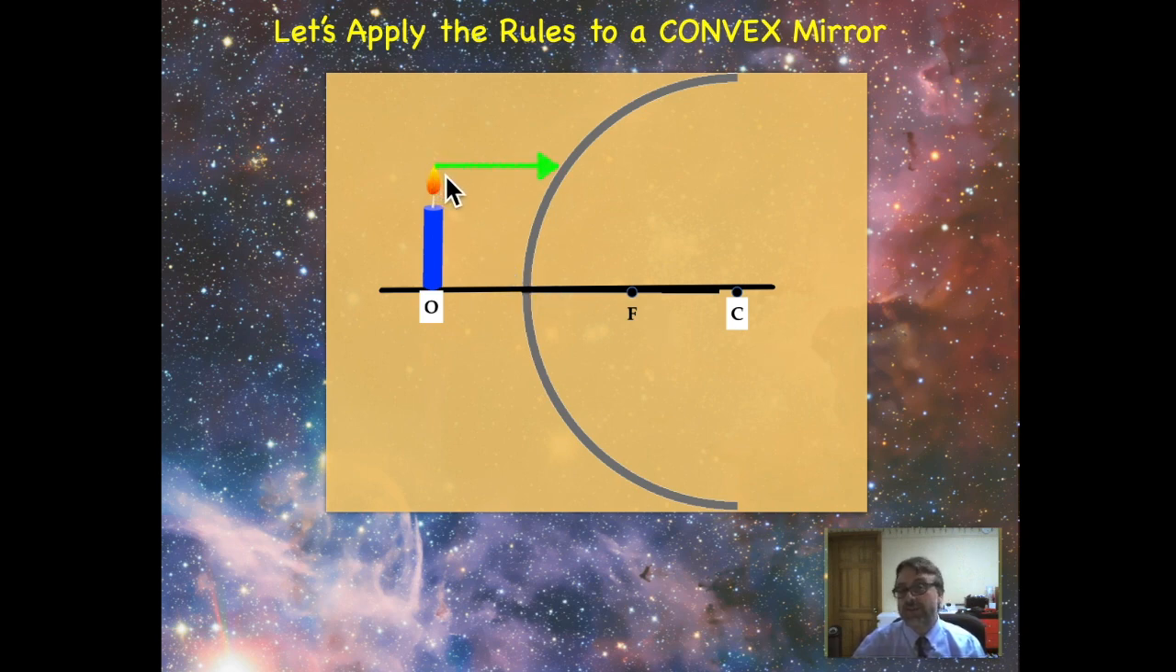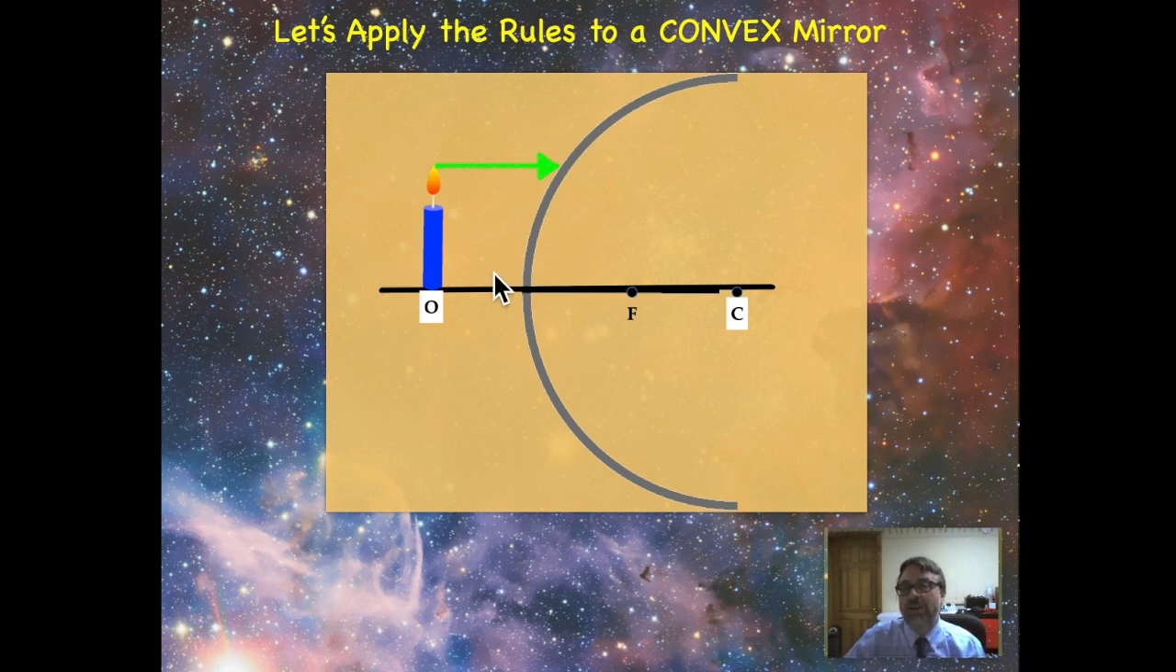Here's light from the top of the candle striking the mirror. Now, I know wherever this light ray strikes, there should be a normal line perpendicular to the mirror, and I know the reflection should have the same angle on the other side of that normal line. So as I move my mouse, you can probably guess that the reflection should be going somewhat upwards in that direction away from the mirror. So how do I figure out exactly where?